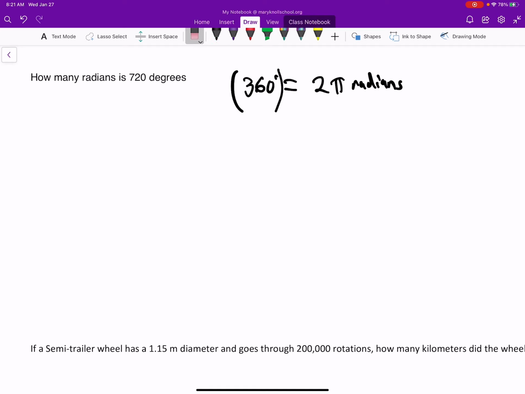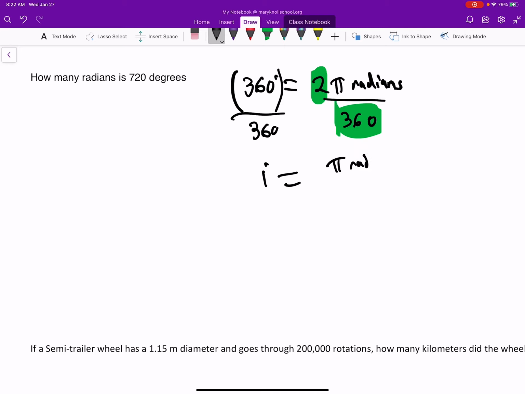Let's say I want to reduce down to 1 degree first. Then I can multiply by 720. And that's a good strategy. That will probably work every time. So 1 degree equals, and what I'm going to do here is divide the top by 2 and the bottom by 2, because as long as you do the same to both, we then get pi radians divided by 180.